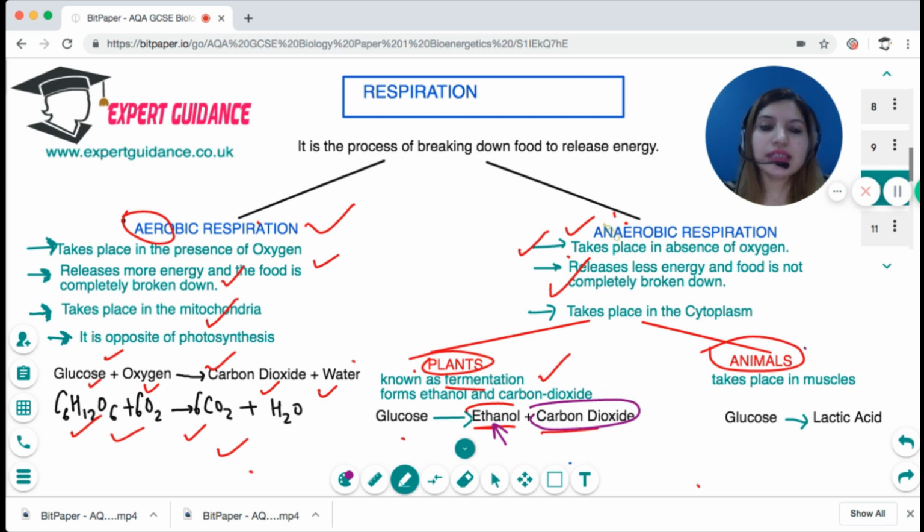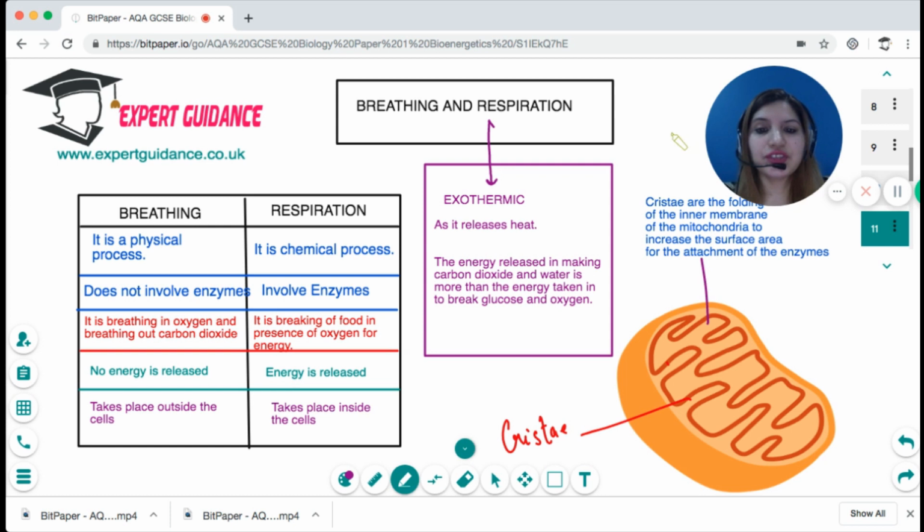Whereas in animals, the anaerobic respiration takes place in muscles where glucose is converted into lactic acid. So you should know the difference between aerobic and anaerobic respiration. You should know the equations of all of them and what the difference is in anaerobic respiration in plants and animals. Okay, so I hope this is clear to you. Now, most of the time students get confused and say breathing and respiration are the same. But that's not right. Breathing is a physical process.